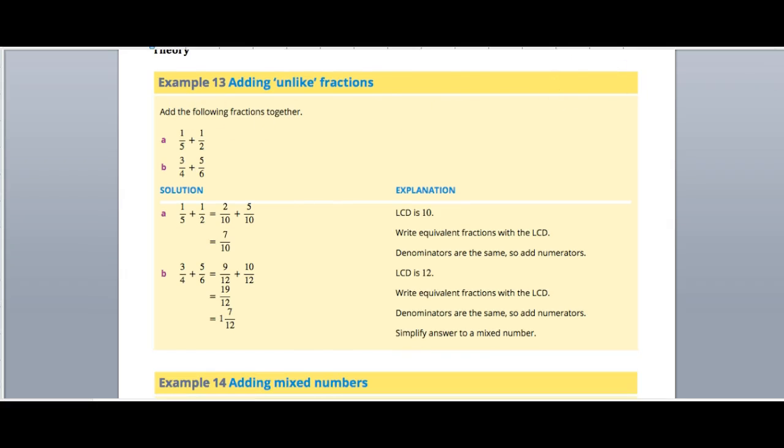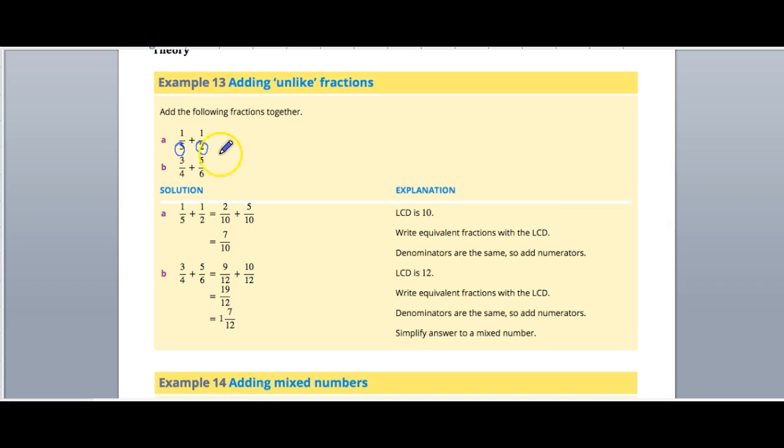So first of all, what does it mean by unlike? Unlike just means that we have different denominators. So you can see here we have a denominator of 5 and a denominator of 2. You can't add, well you can, but it's easier to add fractions when the denominator is the same. Obviously you can add them together, but it's a lot easier if you have the same denominator.